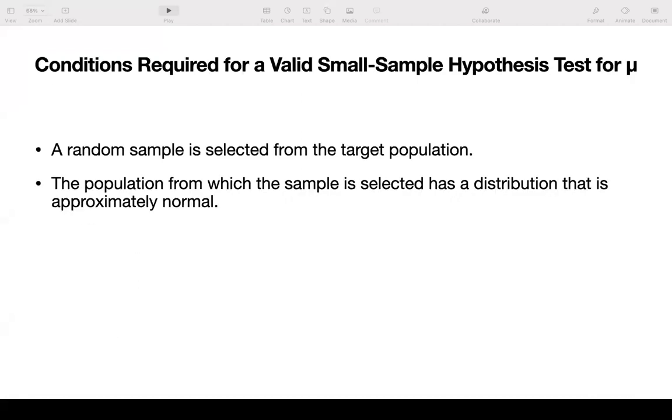So here are the conditions required for a valid small sample hypothesis test for mu. Firstly, again, you have to have a random sample that is selected from the target population. And second, the population from which the sample is selected has a distribution that is approximately normal. Here we don't have any limit on sample size.